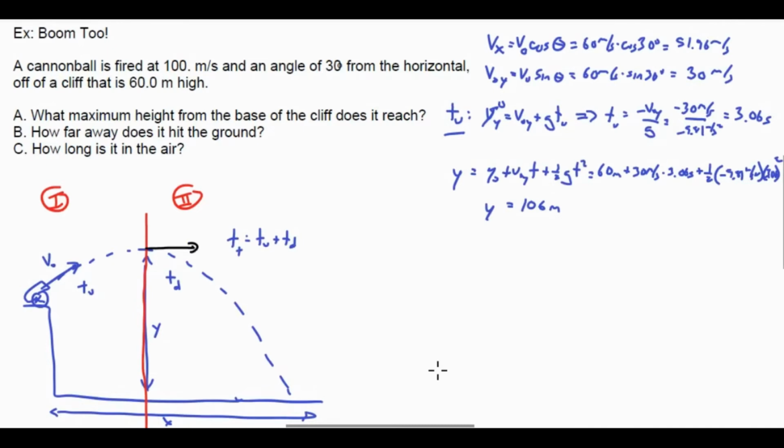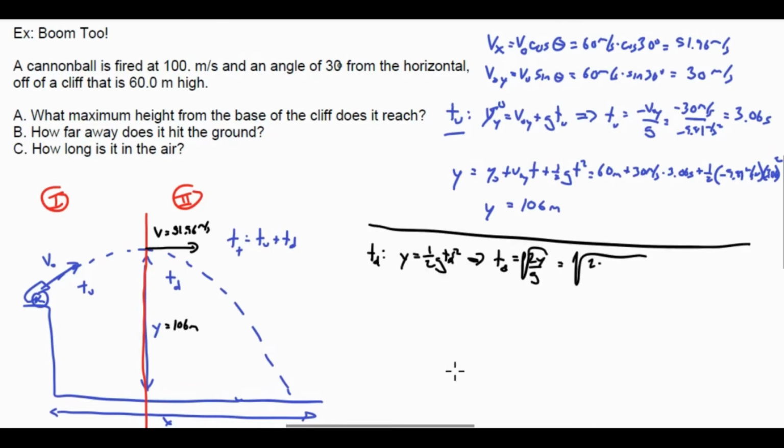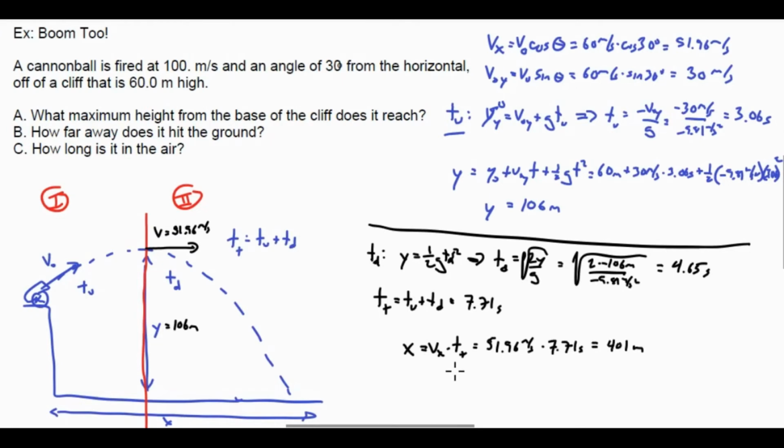This now reduces the second half of the problem to the easiest projectile motion problem. What if you have an object that is fired at 51.96 meters per second from a height of 106 meters? Solve the distance formula in the y direction to find the time down. Add time up and time down to get the total time. And then say to yourself, "Self, there is only one equation in the x direction," and use it. We're done.